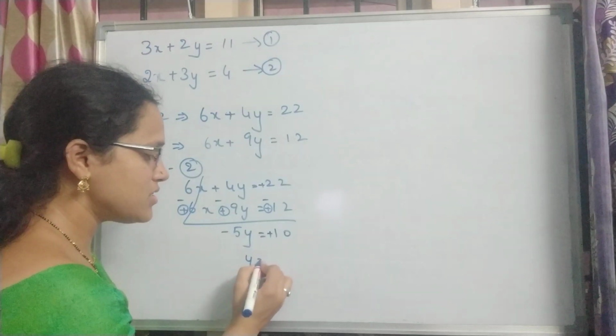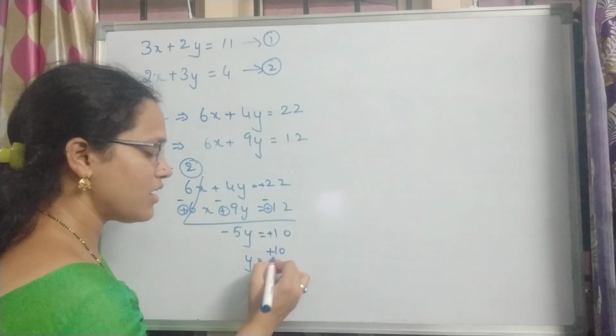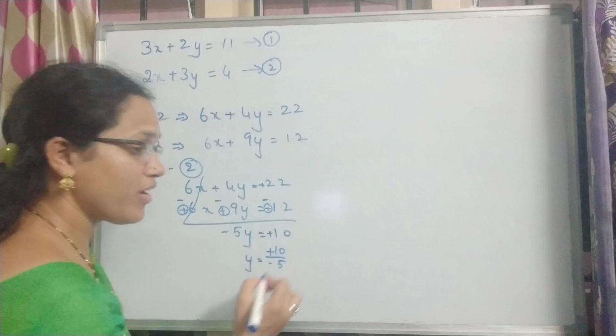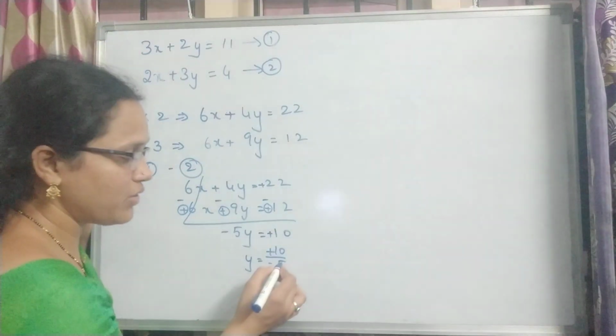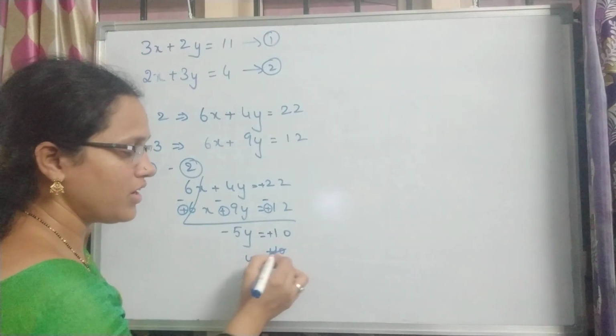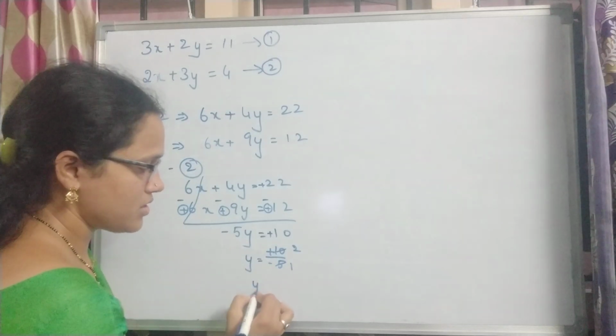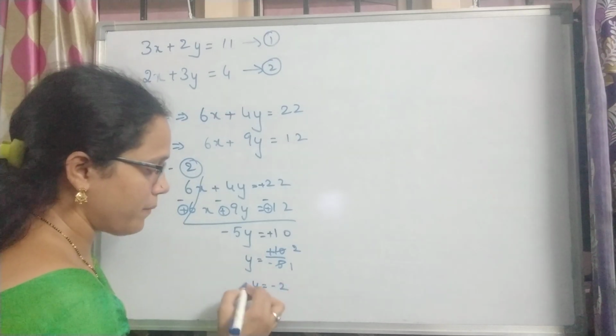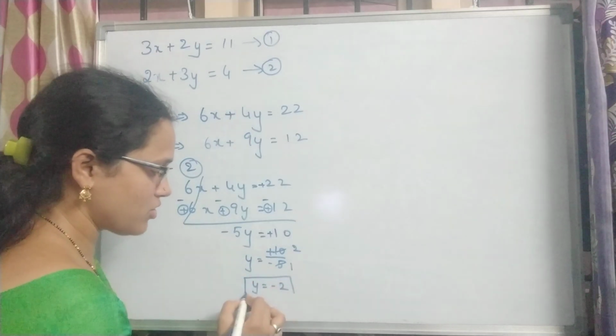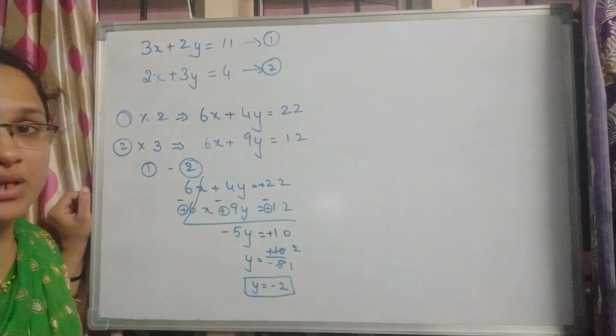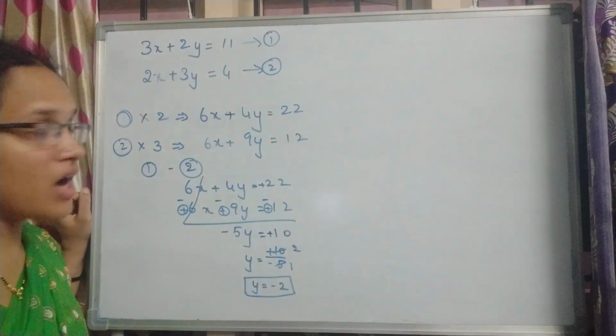Now y is equals to plus 10 by minus 5. Yes. Now try to cancel, children. 5 1s are 5 and 5 2s are. Yes. So y is equals to minus 2 is the answer of the variable. So y is equals to minus 2.